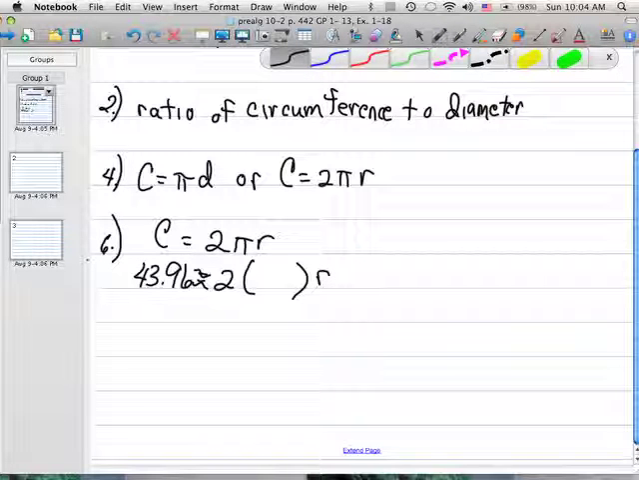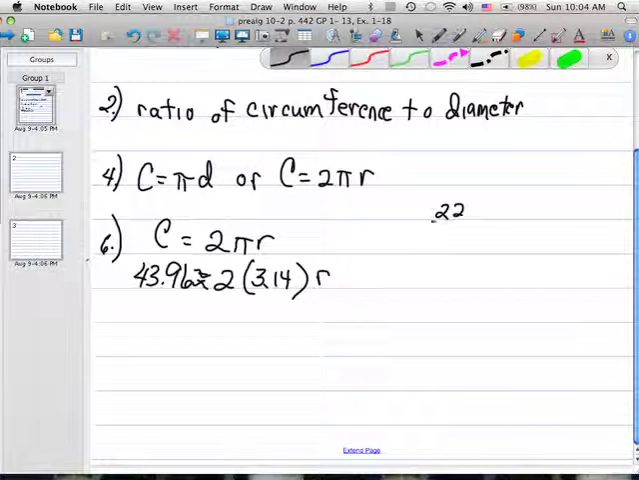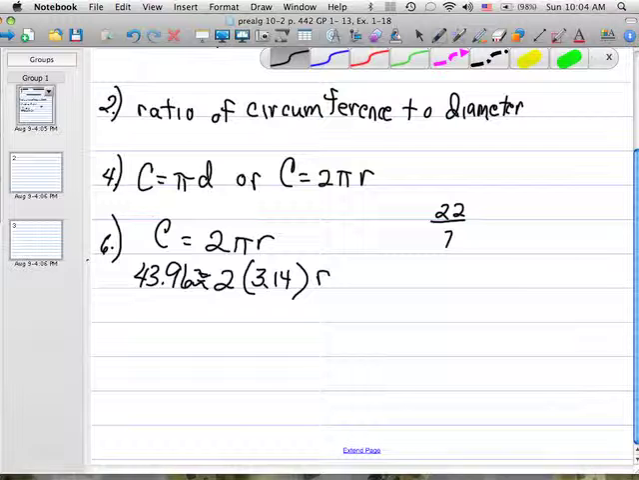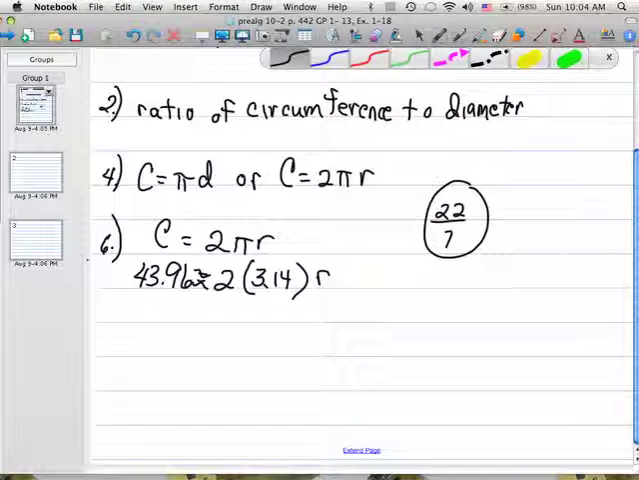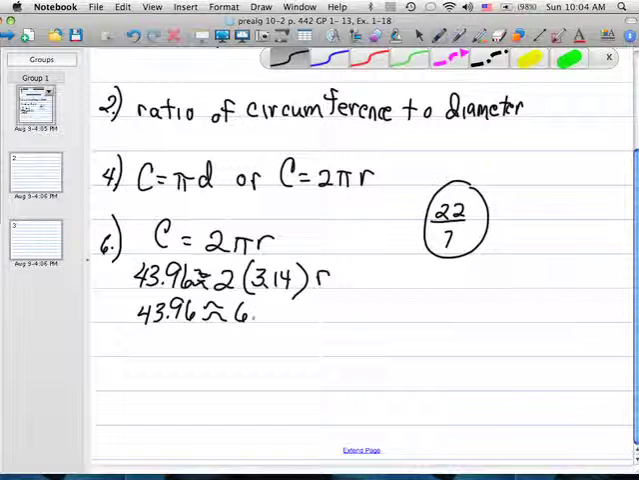Well, in this case, we're going to use 3.14 because this number here is not divisible by 22, because we would have to divide. So our reason we use 22/7 is if we have a number over here that's divisible by 22 or on this side by 7. So we get 43.96 is approximately, multiply 2 times 3.14 and we get 6.28 r.